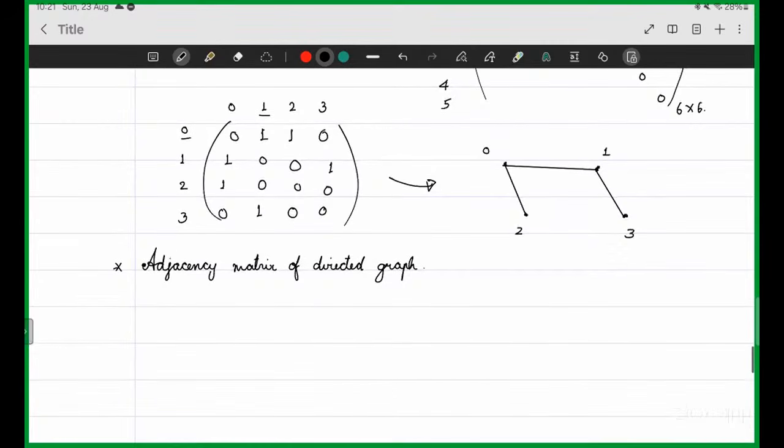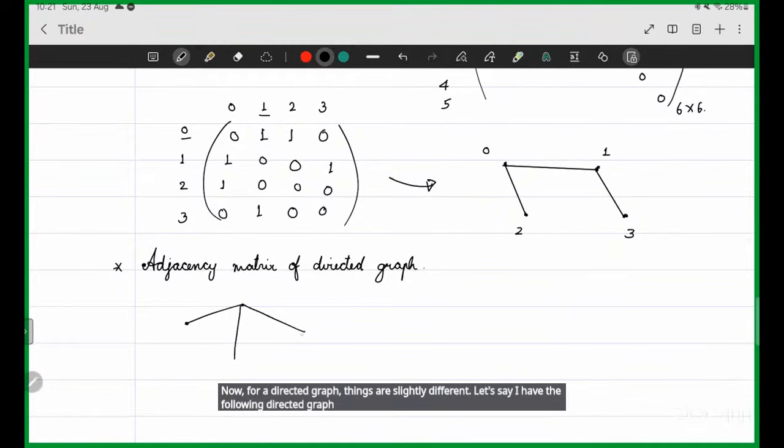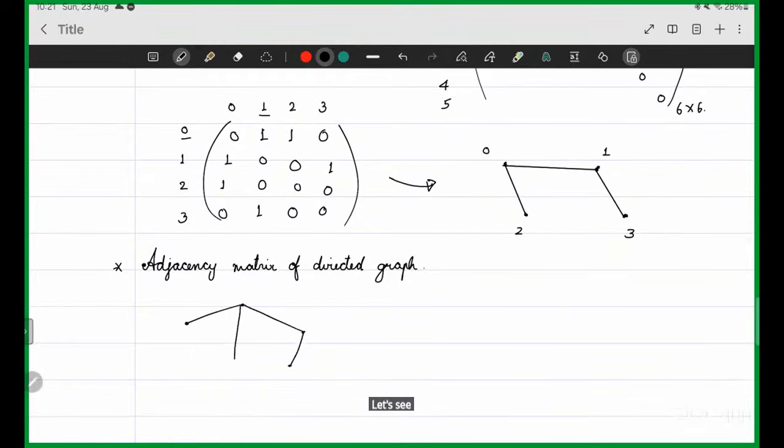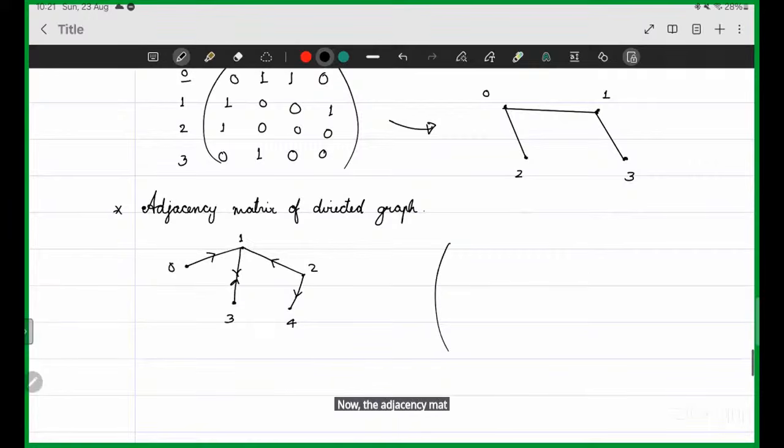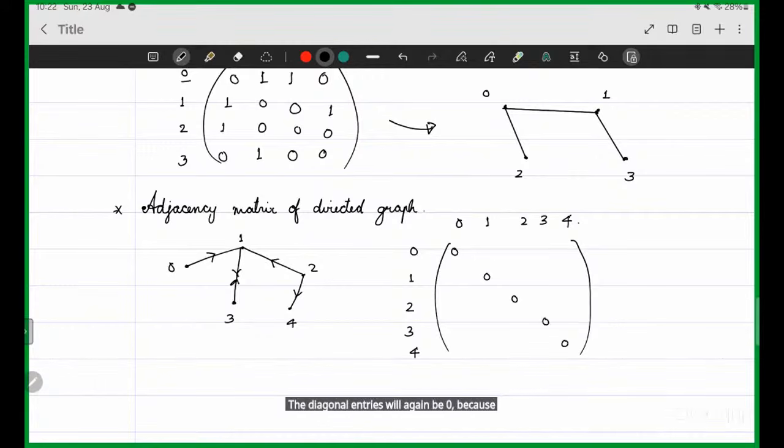Now for a directed graph, things are slightly different. Let's say I have the following directed graph. I have this direction, here I have both directions, with vertices 0, 1, 2, 3, 4. Here I have this direction, and here I have this direction. Now the adjacency matrix, the size will be the same, indexed by 0, 1, 2, 3, 4 for both rows and columns. And the diagonal entries will again be 0.